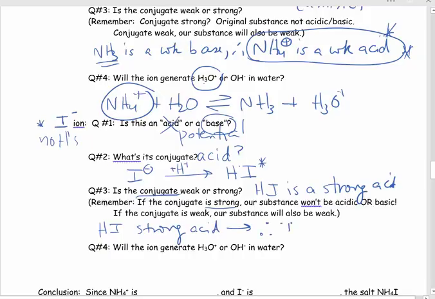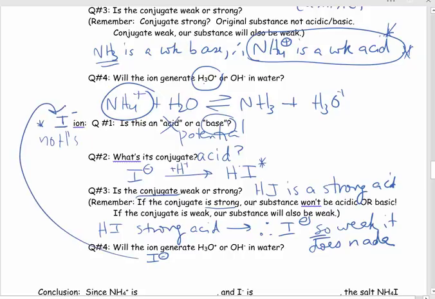Therefore, I minus is so weak, it does nothing. All right, so will the ion I minus, which is part of our salt, remember, will it generate H3O plus or OH minus in water? Well, it does nothing, so it's not going to do either. So the answer to the question is no, it won't generate either one.